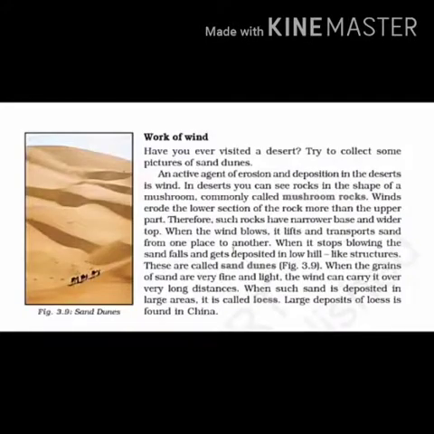And last but not the least, let's read about the work of wind. Another type of agent of erosion and deposition is the wind. Usually in deserts you'll see the shape of the rocks are mushroom types. So they are called mushroom rocks. The reason they are called mushroom rocks is because the wind takes away the lower section of the rock more than the upper part. Therefore such rocks have a narrower base and wider top. When the wind blows, it takes away the sand from one place to another, and when it stops, the sand falls, is deposited and becomes a low hill.